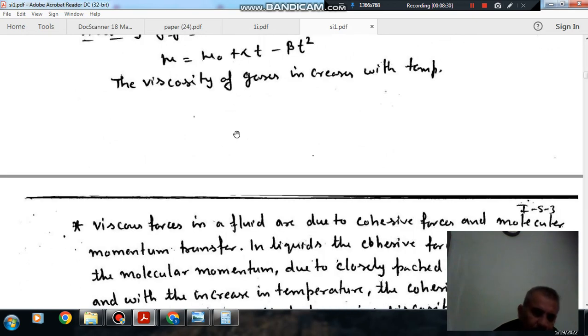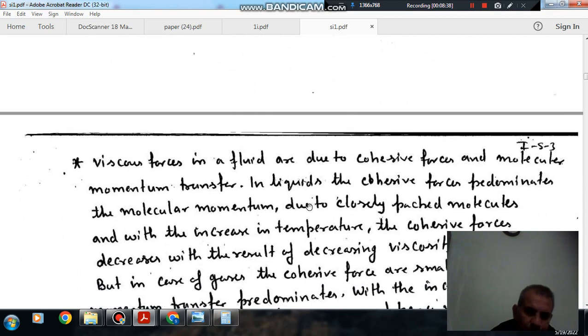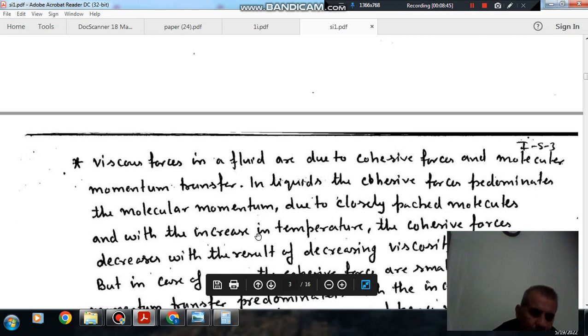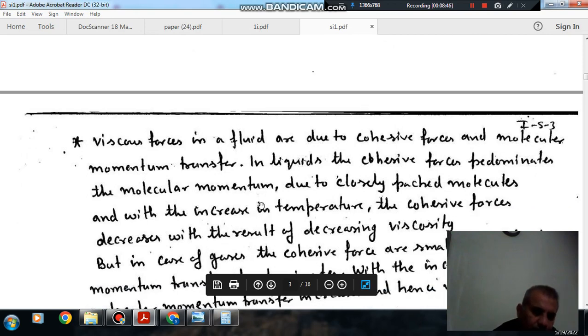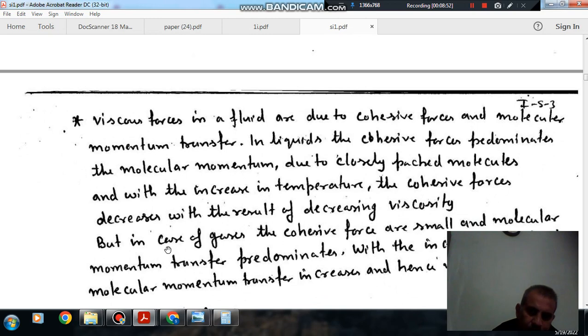There are other explanations for this also. Viscosity of any fluid depends upon the cohesive forces and molecular momentum transfer. In the case of liquids, the cohesive forces are prominent because the molecules are very close to each other. With the increase in temperature, the cohesive forces decrease because the molecules go apart, with the result of a decrease in viscosity.